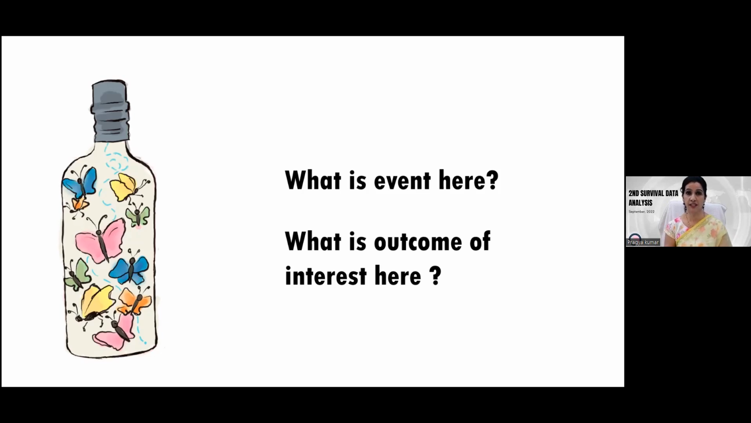Yes, we will refresh this concept many times, but there are 2 important concepts here. Ultimately, in this bottle, all the butterflies have to die because it is a closed thing. But the timing of death may be different for each of these butterflies. So we are measuring two outcome variables here. One outcome variable is the death of the butterfly, and the second is the time of that death, which may vary from one butterfly to the other.